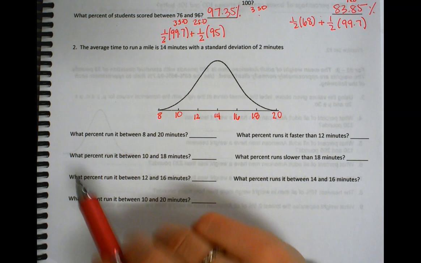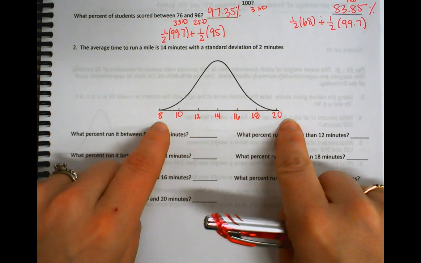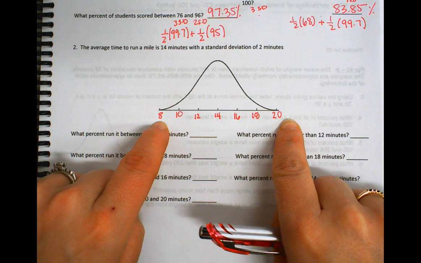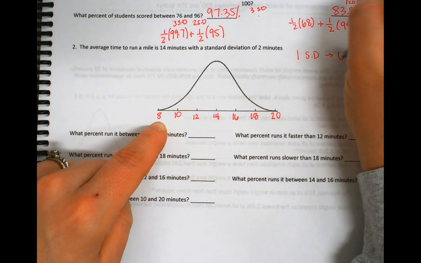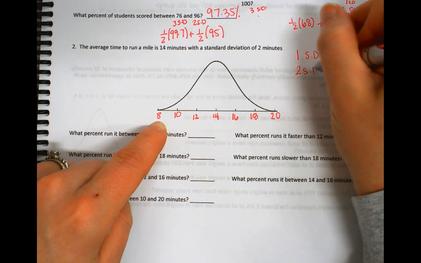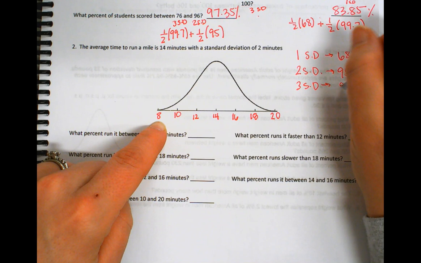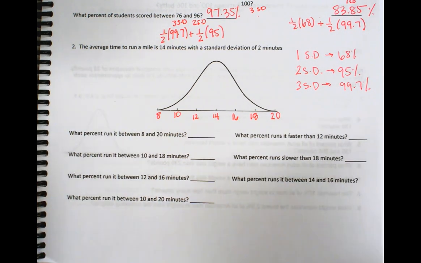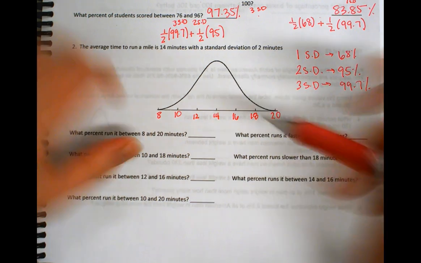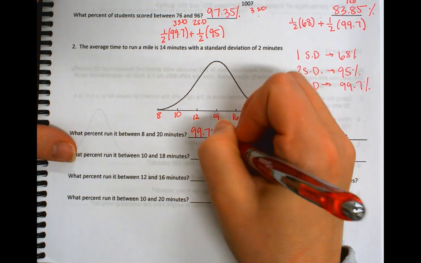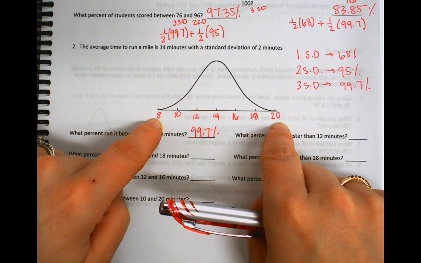So if I want to know what percent run between 8 and 20 minutes, on both sides, I'm 3 standard deviations away. So our rule says, just to write it again, 1 standard deviation is 68%, 2 standard deviations contains 95%, and 3 standard deviations contains 99.7%. That's if you go the same distance on both sides. So since I went 3 in both directions, that's 99.7%. 99.7% of all people run the mile between 8 and 20 minutes.